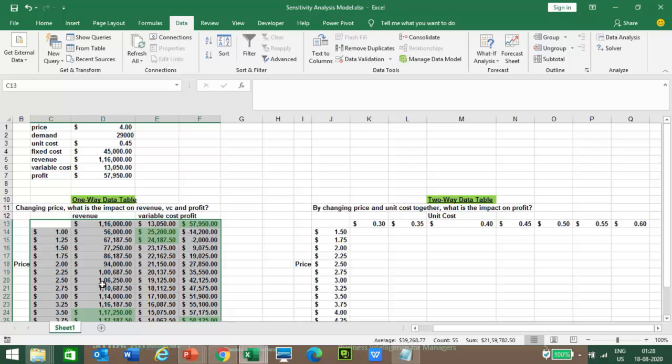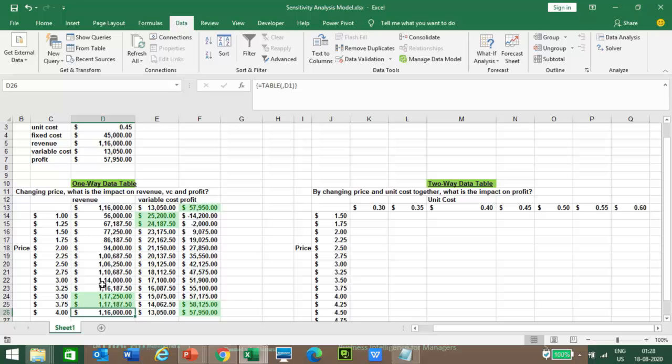And you'll find that the maximum profit that you get is at a price of $3.75, and that maximum profit is equal to $58,125. Now this is an example of a sensitivity analysis wherein we have changed the price to see its impact on revenue, variable cost and profit.